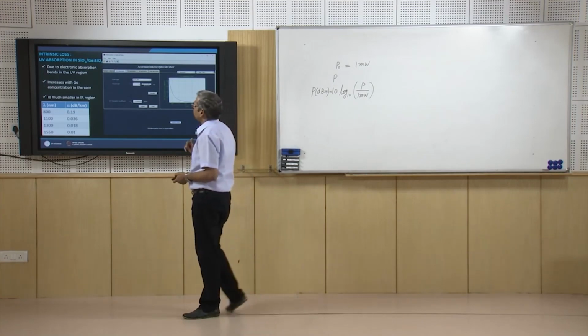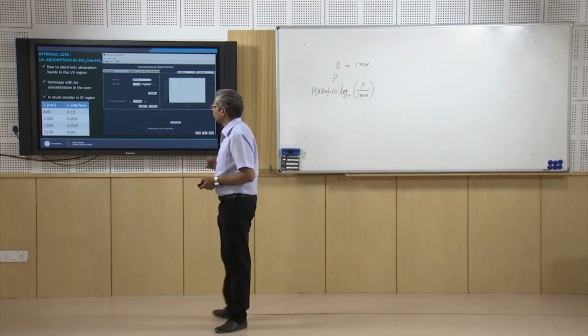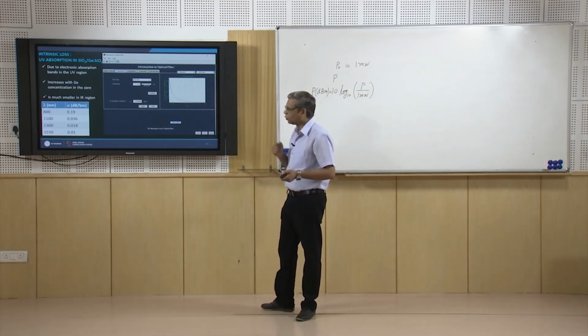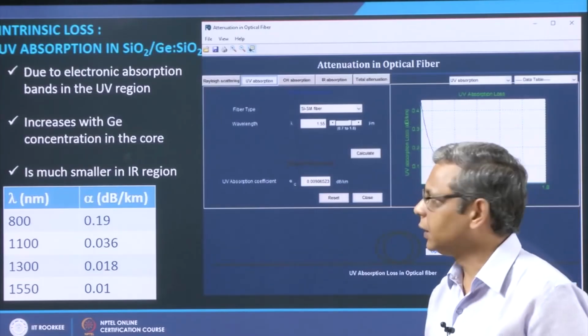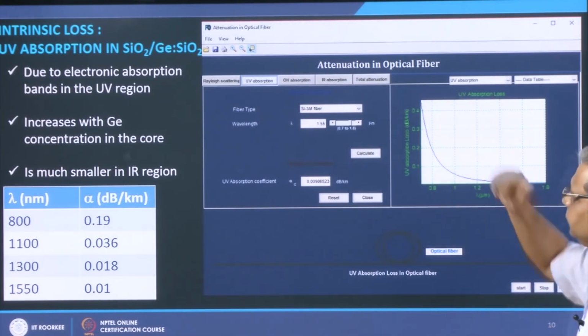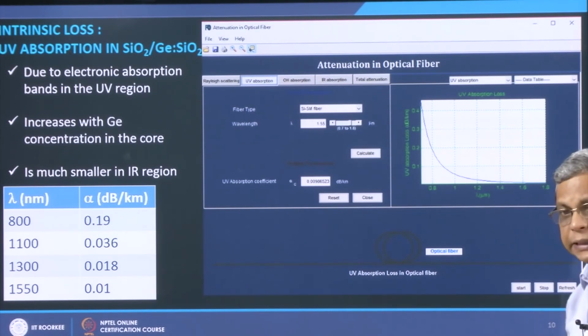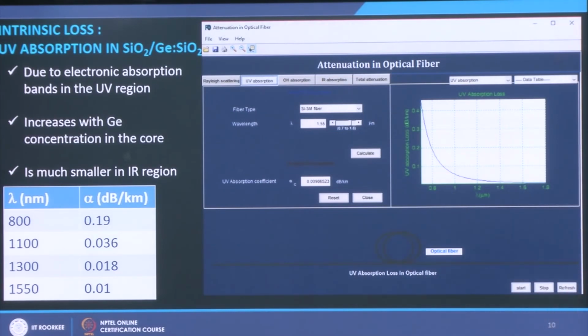Next is UV absorption by primary constituent materials of the fiber, which can be silica or germanium doped silica, and it is due to electronic absorption band in the UV region. So, it goes like this, and since the core is usually doped with germanium, if I look at that, then I see that it increases with germanium concentration in the core. But this loss is much smaller if I go to infrared region.